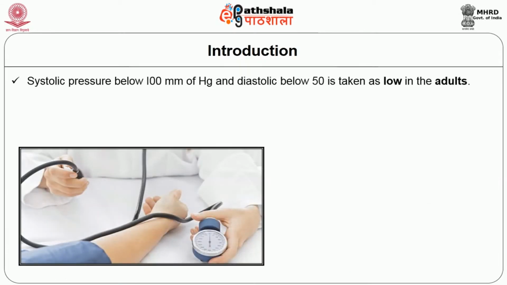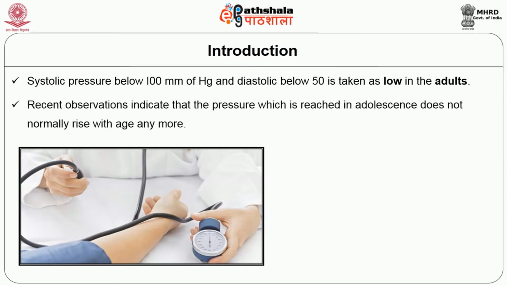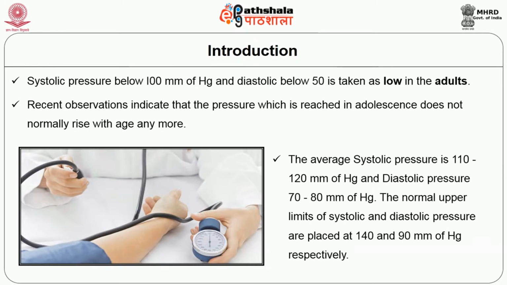On the other hand, systolic pressure below 100 millimeters of mercury and diastolic below 50 is taken as low in adults. Recent observations indicate that the pressure which is reached in adolescence does not normally rise with age anymore. The average systolic pressure is 110 to 120 millimeters of mercury and diastolic pressure 70 to 80 millimeters of mercury. The normal upper limits of systolic and diastolic pressures are placed at 140 and 90 millimeters of mercury respectively.